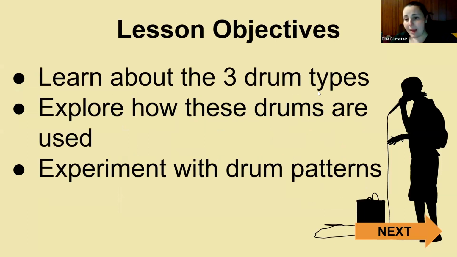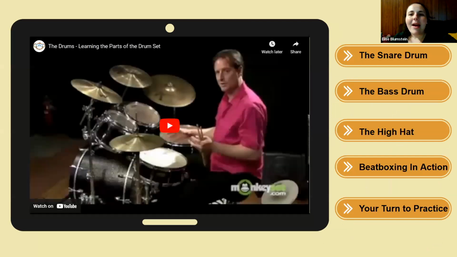So it lists the objectives: learn about the 3 drum types, explore how drums are used, and experiment with drum patterns. So already the expectations are known. We know what we're learning. Our objectives are listed. We're good to go. Now here it goes through, and this is our main page.